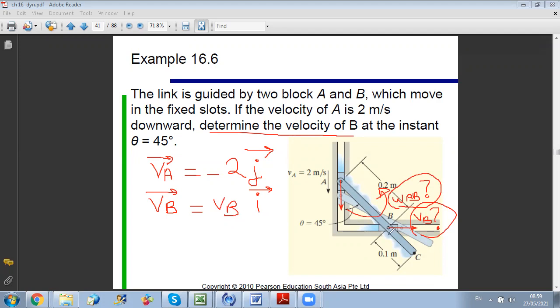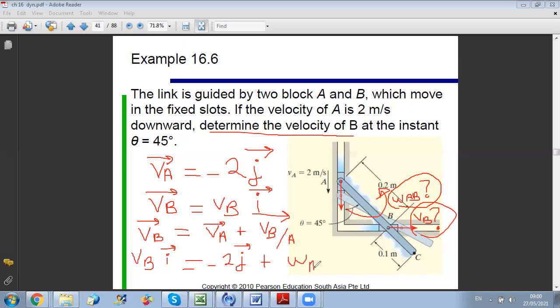Since A and B are two points of one rigid body, I can write that VB is equal to VA plus the velocity of B relative to A. Now I will replace. VB is VB times I. VA is minus 2J. For VB relative to A, I can replace it by omega AB vector, vectorial AB. This is the formula. This term represents the relative rotation of B with respect to A.